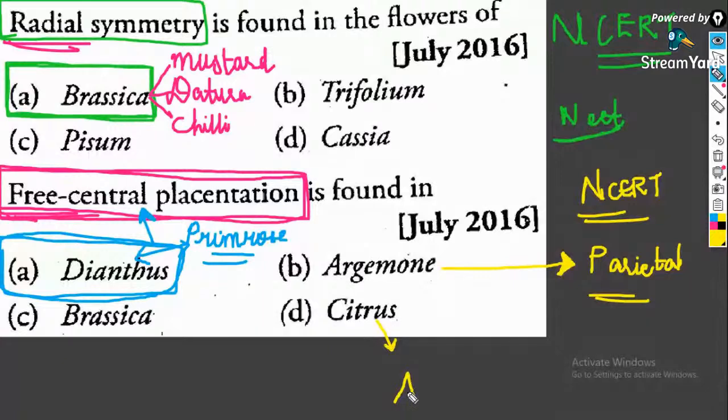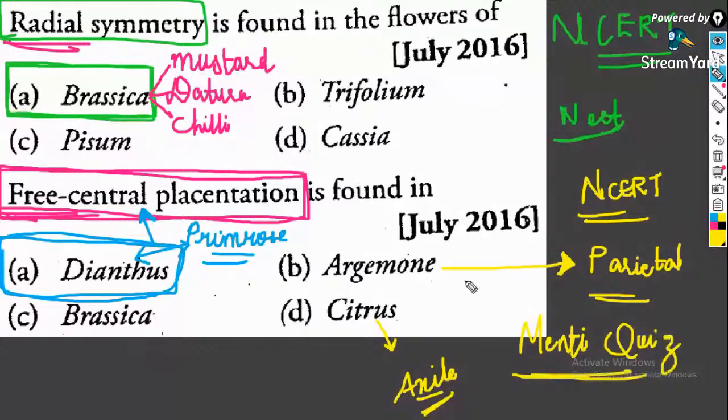Okay guys, you will get a modified form of this question in today's Menti quiz at last. About these placentations, among the examples that I told, you will expect the question. Free central placentation: dianthus, primrose. Argemone: parietal. Citrus: axial placentation. Next question on the screen.